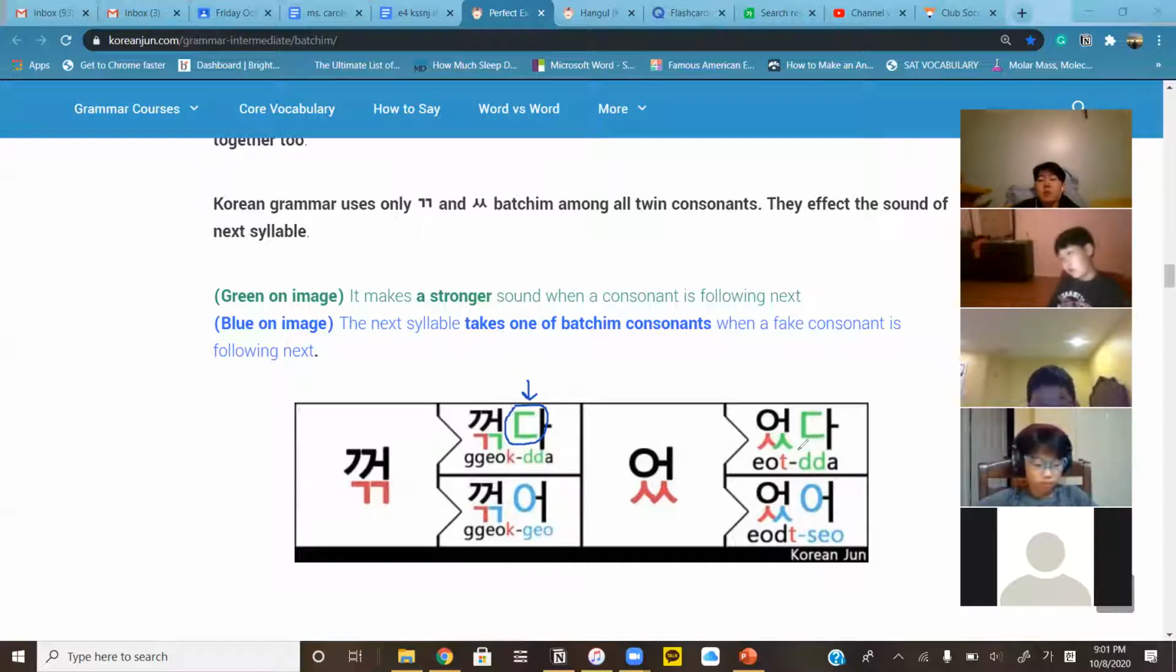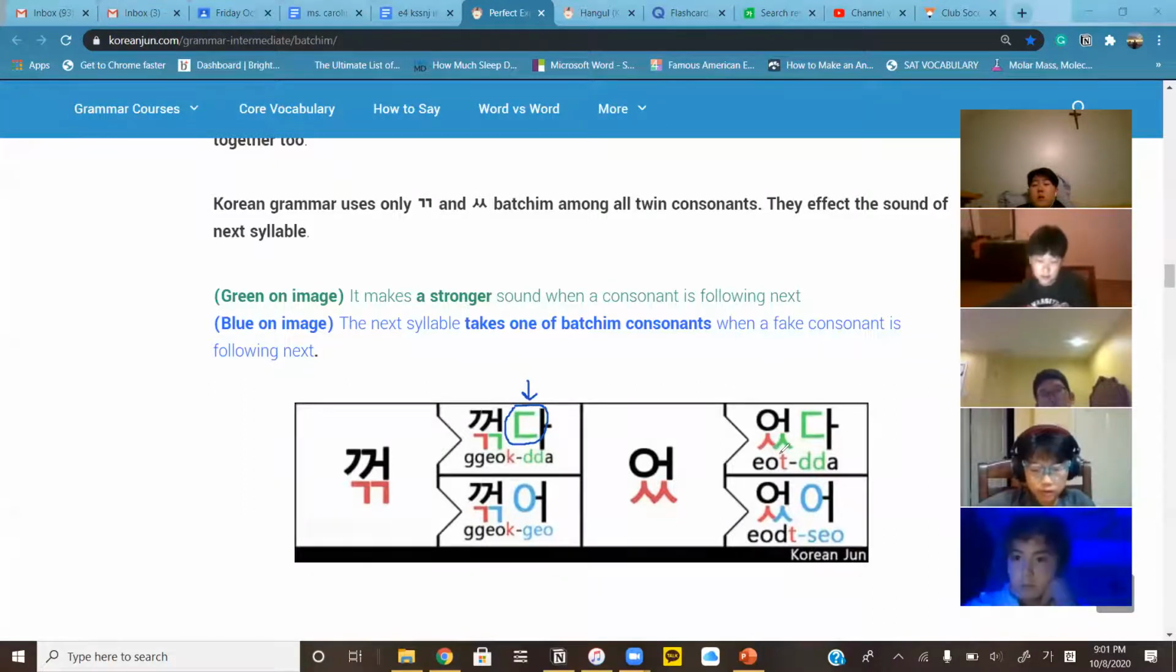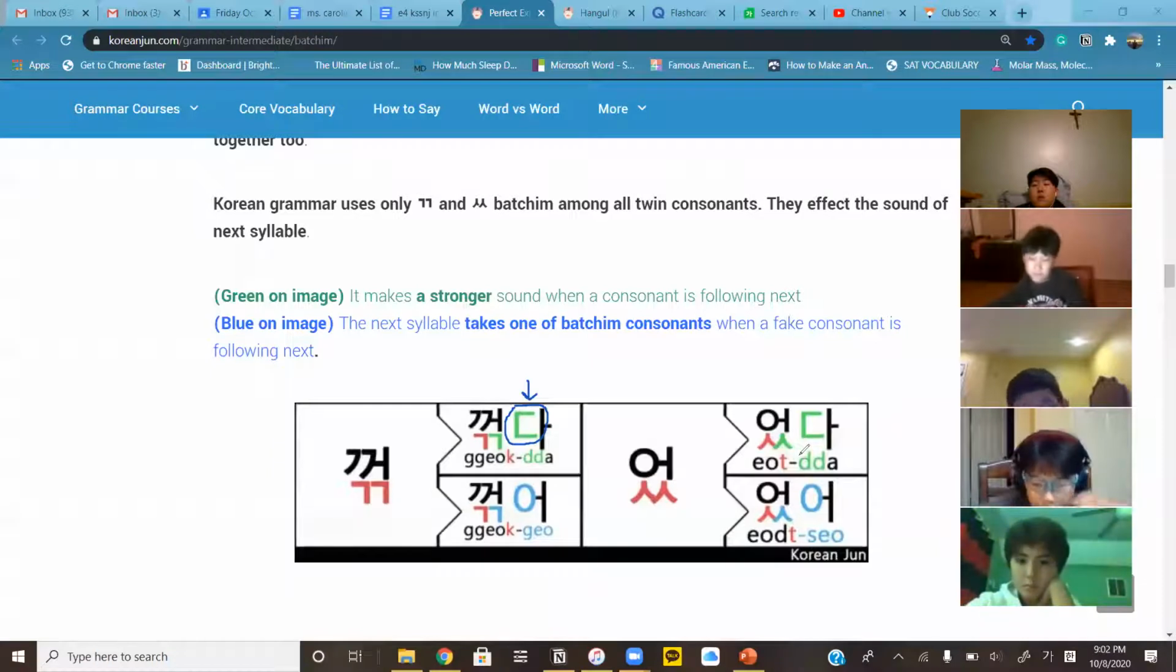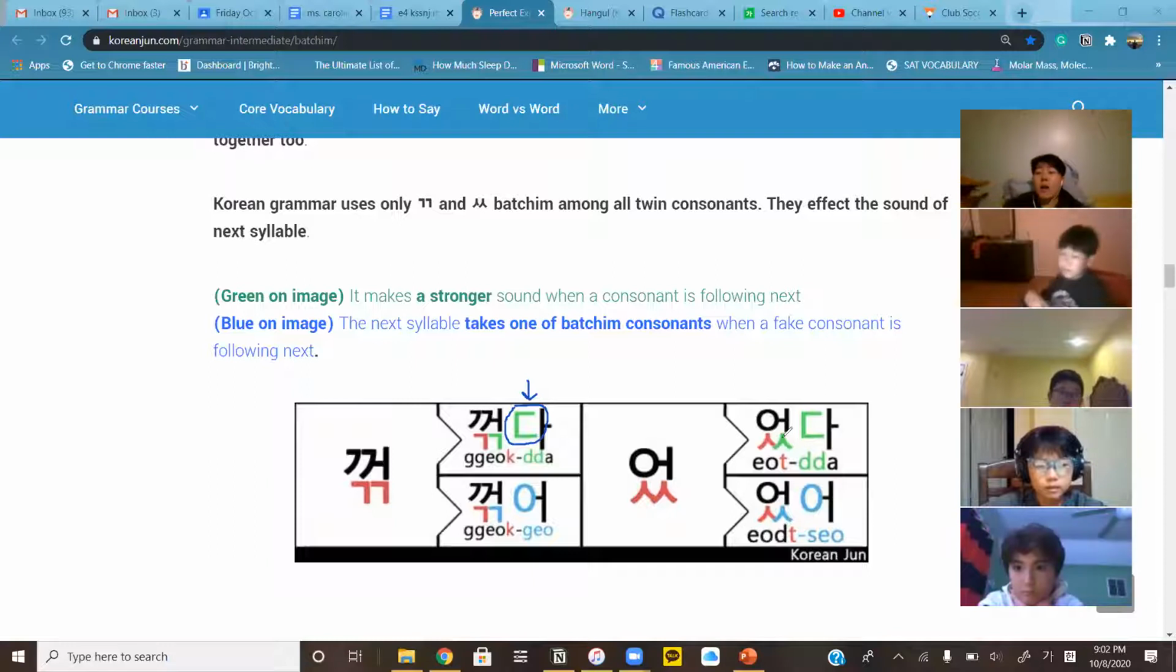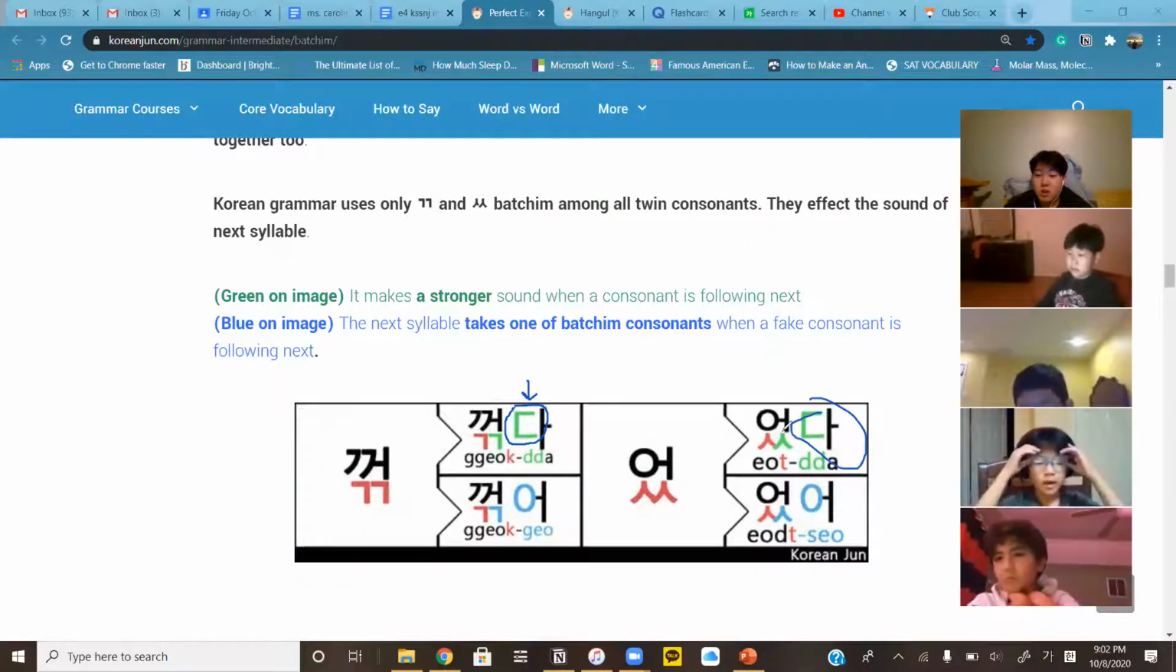Leon, try to pronounce this verb. Oh, Eden, not you, sorry. You already did it. But hey, Leon, your turn. What's this? I thought I was muted. Here. Do you see how you're not saying it softly? You're putting more emphasis on the tieut right here because there is a ssangsiot, a double siot.